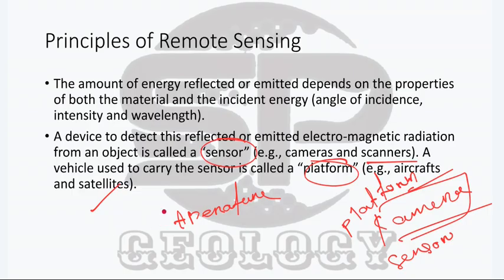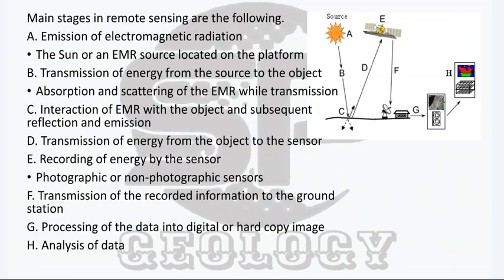Okay, so that is the thing, sensor. So let's move on. In remote sensing, what is the whole process of remote sensing? Here it is written: emission of electromagnetic radiation. It may be the sun or an artificial source, it may be mounted on the platform. On that basis, passive and active remote sensing is done.